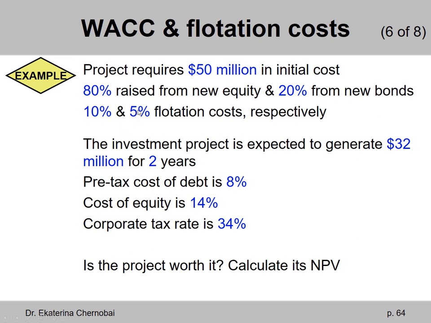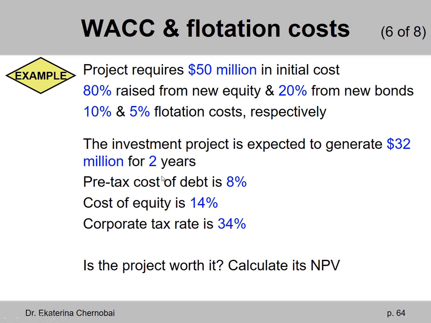Let's look at the following example. A project requires $50 million in initial cost. So we're actually using the same numbers as on the previous slide. 80% will be raised from new equity and 20% will be raised from new bonds. The flotation cost for equity is 10%. The flotation cost for bonds is 5%, just like on the last slide. What else do we know? The investment project is expected to generate $32 million for 2 years. So it's a 2-year project.